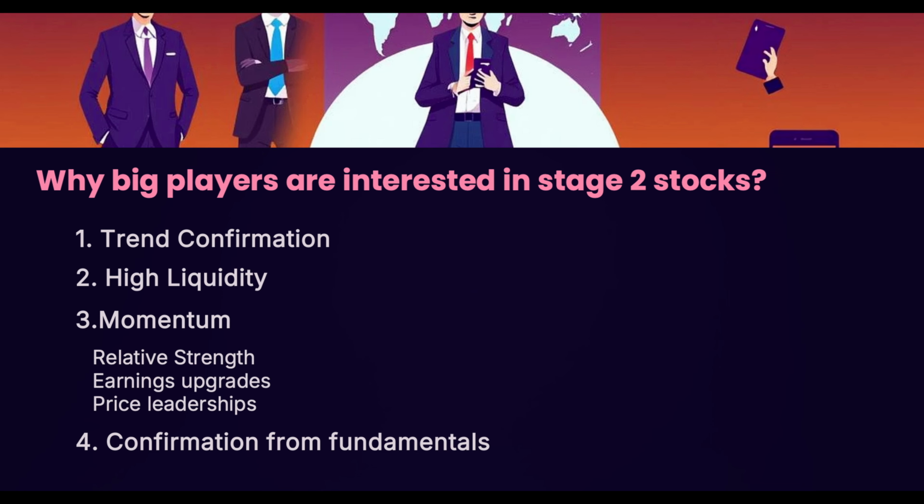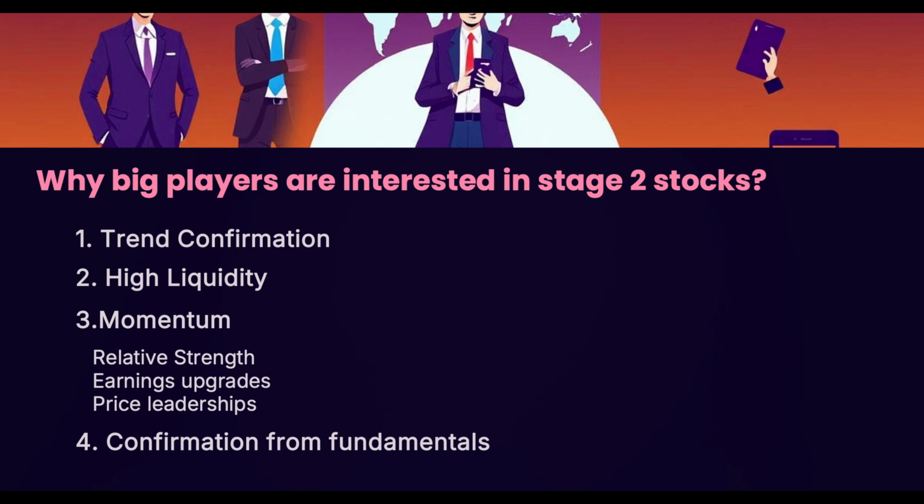So now, why do big players start investing in stage 2? There are several reasons. The primary reason is trend confirmation. When the price breaks out from the stage 1 phase, it clearly says that the accumulation phase has ended and it's the beginning of a confirmed uptrend.